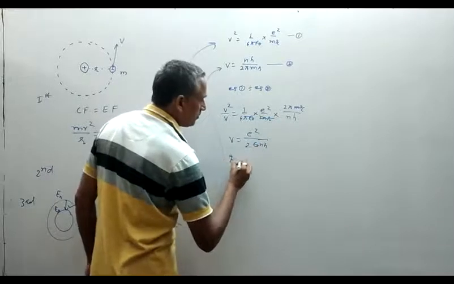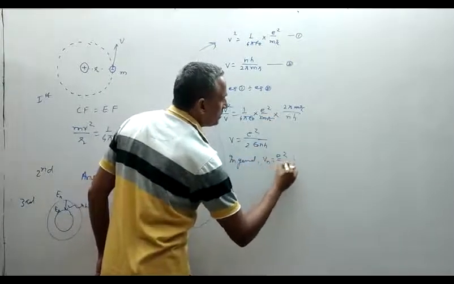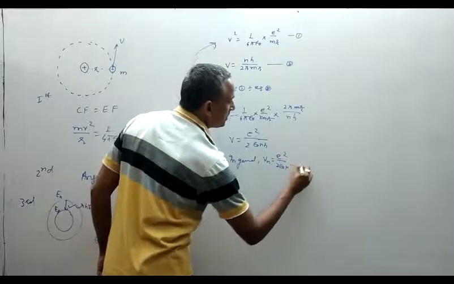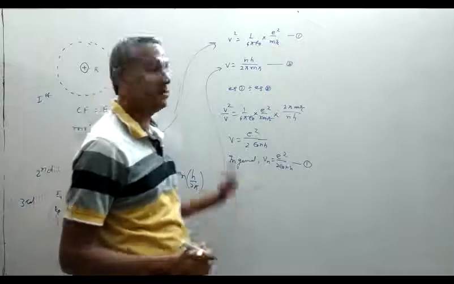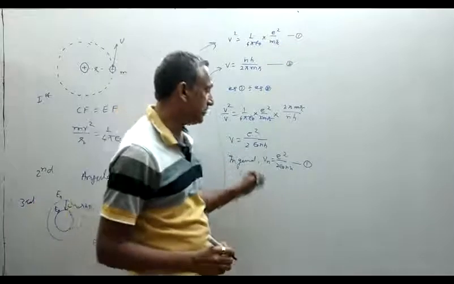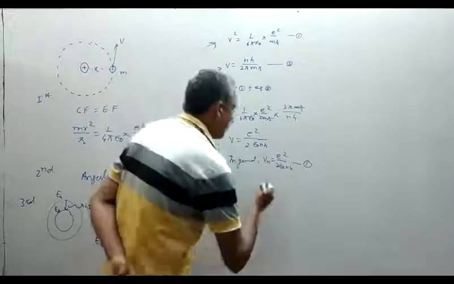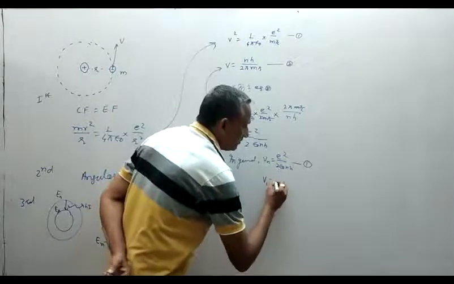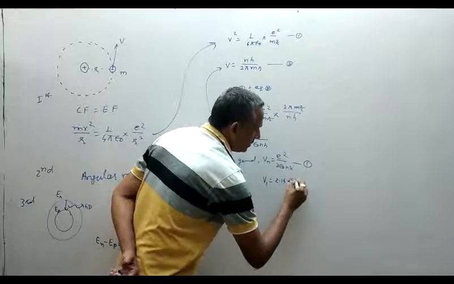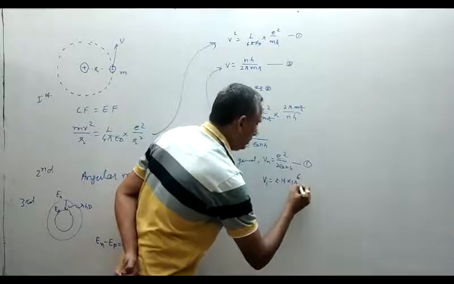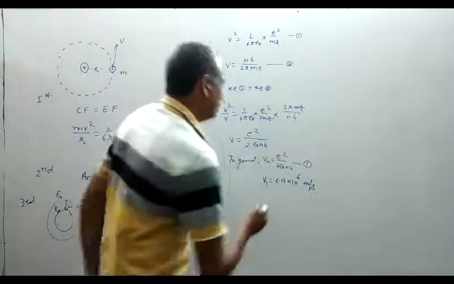In general, vn is equal to e square upon 2 epsilon 0 nh, equation number 1. So this is the expression for the velocity of an electron in the nth Bohr orbit. When we substitute the values of e, epsilon 0, and h, it is obtained that the velocity of the electron in the first orbit is 2.148 into 10 to the power 6 meter per second.